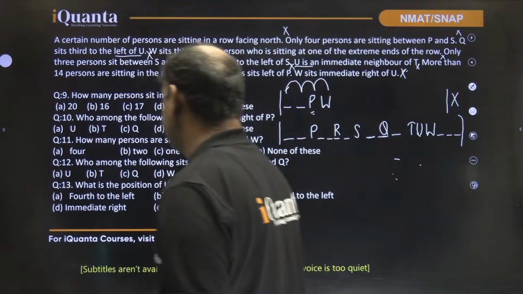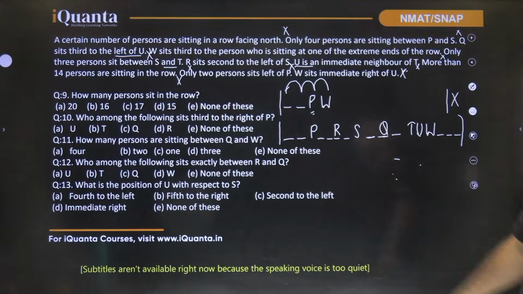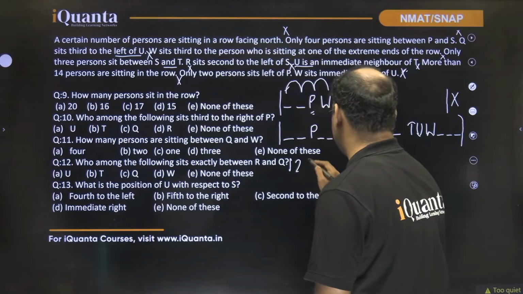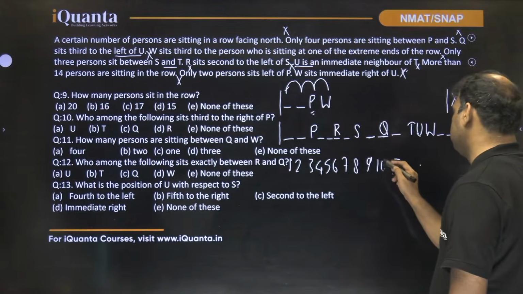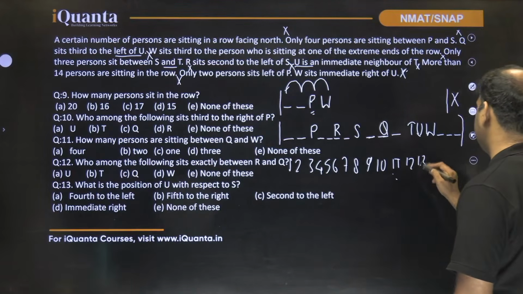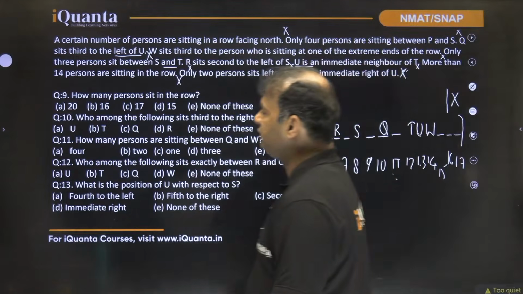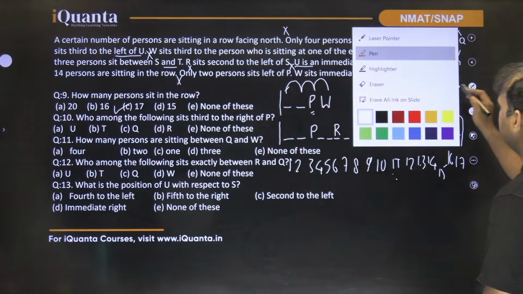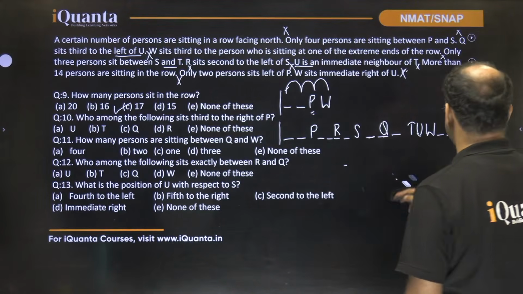Now this is the right time to solve the questions. The very first question is: how many persons sit in the row? Let's count this, guys. 1, 2, 3, 4, 5, 6, 7, 8, 9, 10, 11, 12, 13, 14, 15, 16, and 17. We have 17 people in the row in all. So option number C has to be the right answer. I hope you guys understand this.